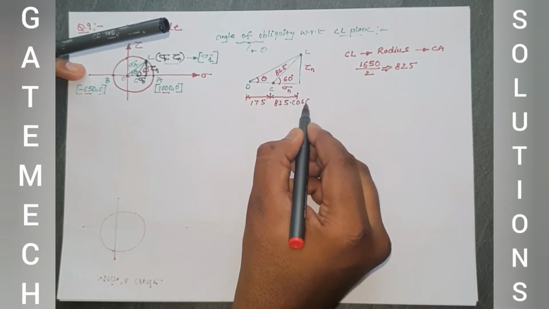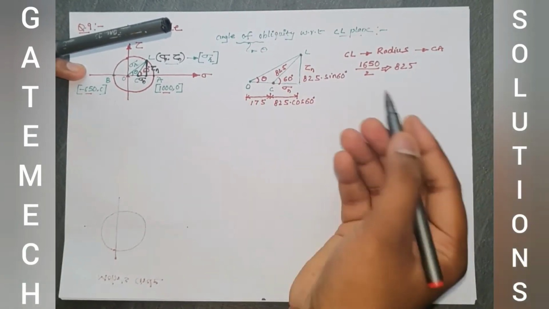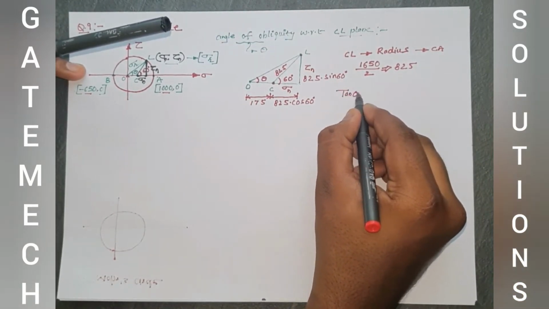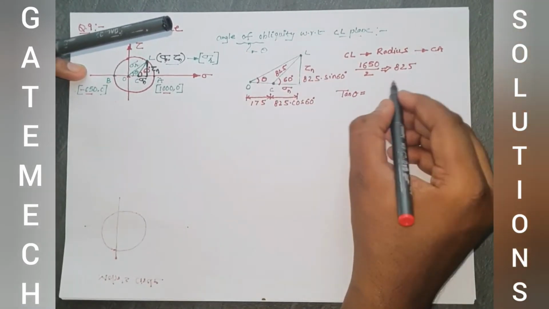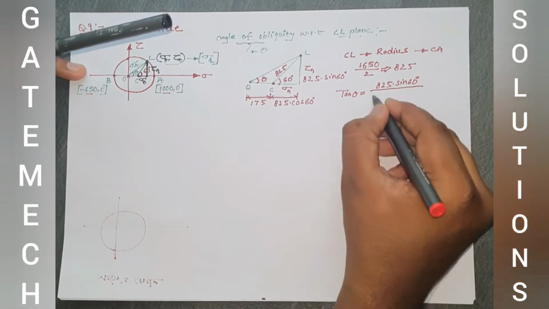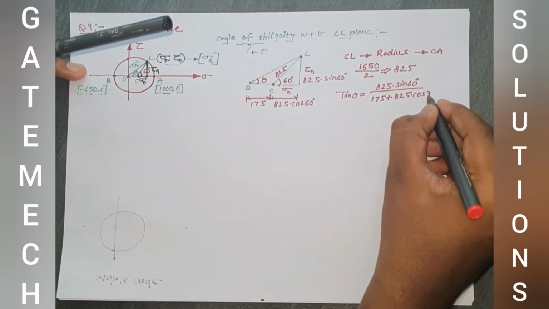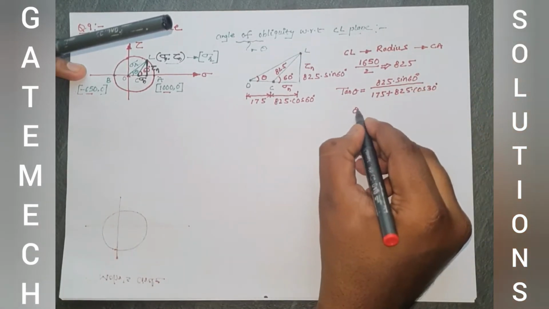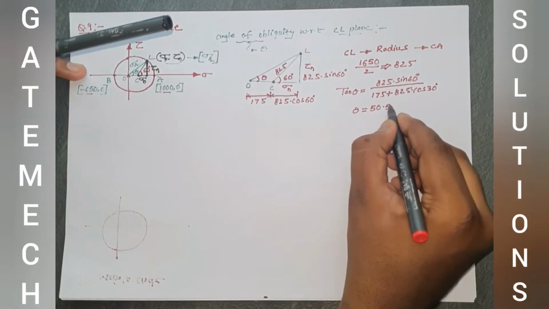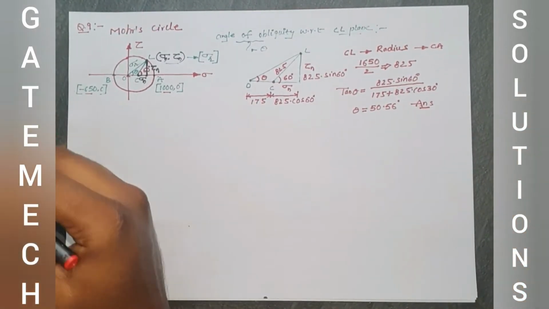Then the sigma n value we can resolve. 825 cos 60. And this will be 825 sin 60. And how to calculate? So by using tan theta formula, opposite divided by adjacent: 825 sin 60 divided by 175 plus 825 cos 60. Find this value, take the tan inverse, there theta you will get as 50.56 degree. This is the angle of obliquity. Correct answer for this question. Like this you need to solve if it is a case of GATE question.